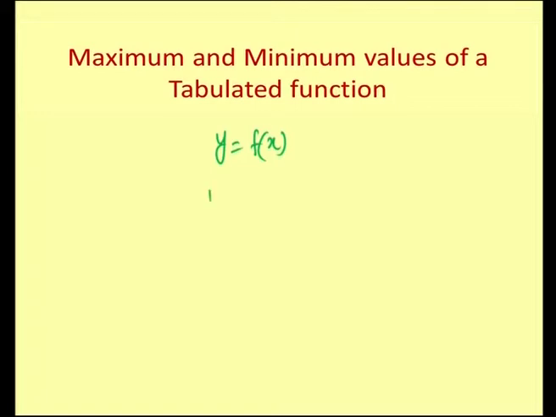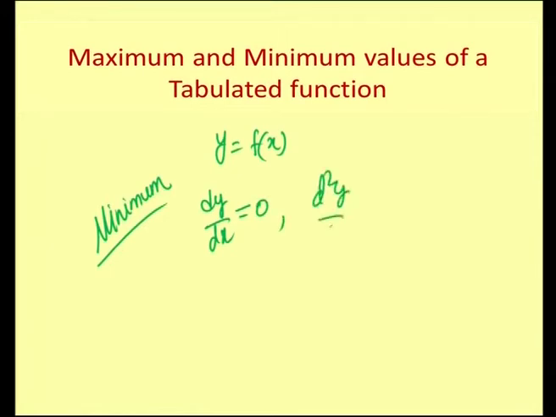Now, as discussed, when you have the function y is equal to f of x, the minimum value of y will happen at dy by dx. First of all, we talk about minimum. dy by dx equals to 0 and d square y by dx square should be greater than 0.